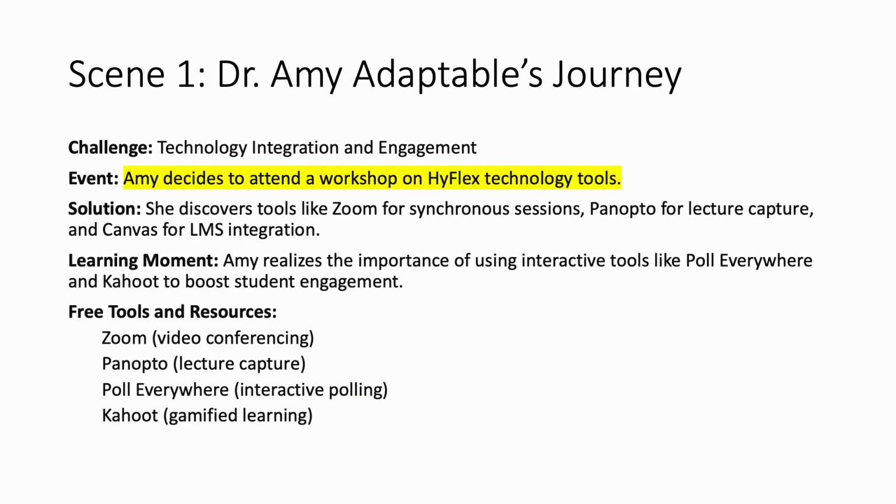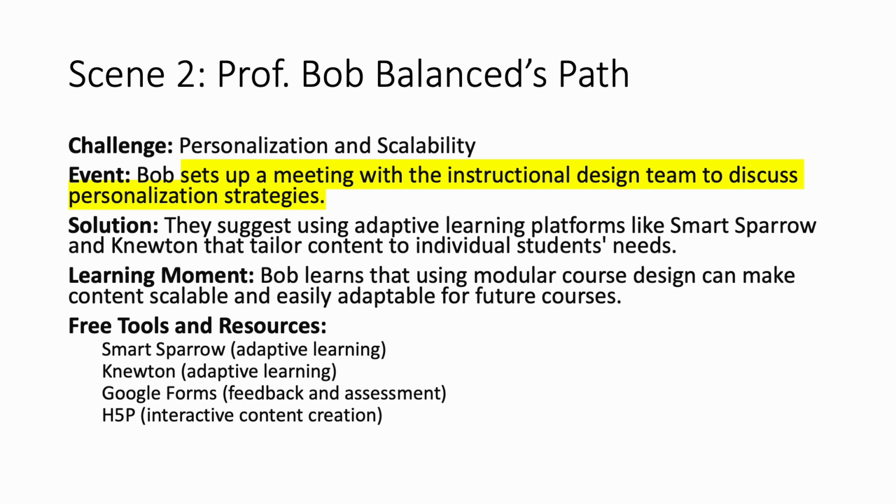The next three scenes introduce the characters' challenges, solutions, learning moments, and possible free tools to use. Dr. Amy decides to attend a HyFlex technology tool workshop to boost student engagement. Dr. Bob meets with an instructional design team to discuss personalization strategies. He's also interested in scalability. They suggest adaptable learning platforms. He learns that using modular course design can make content scalable and easily adaptable for future courses.